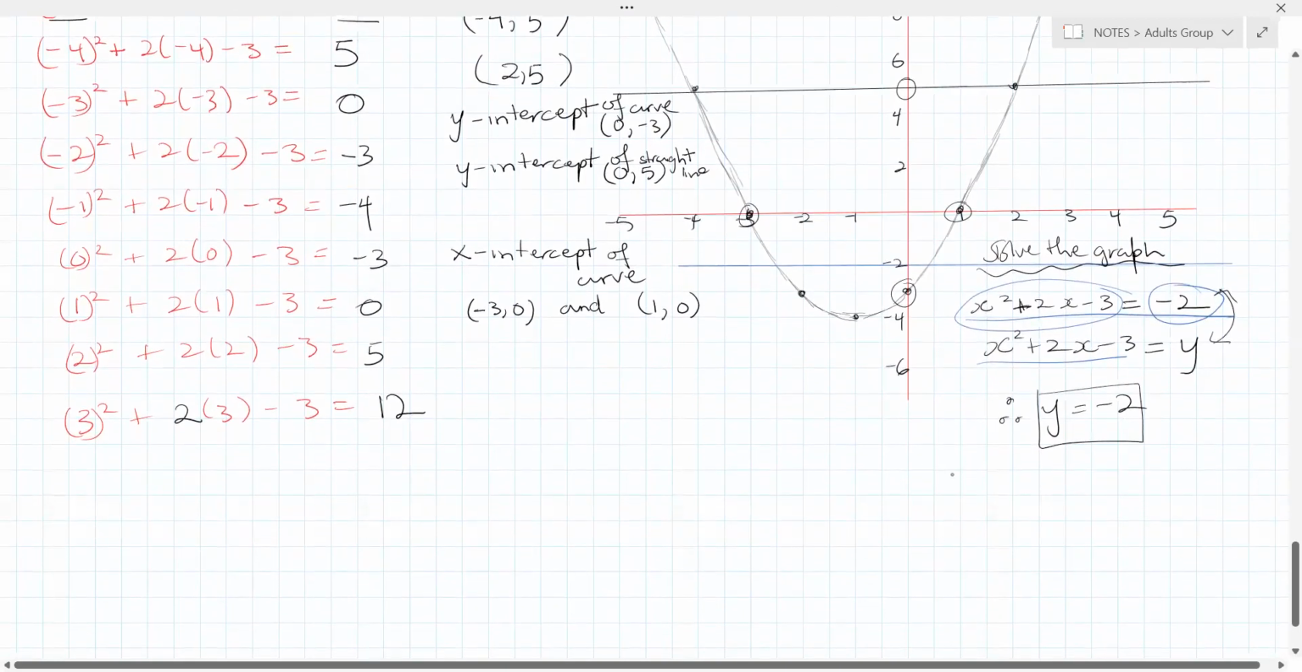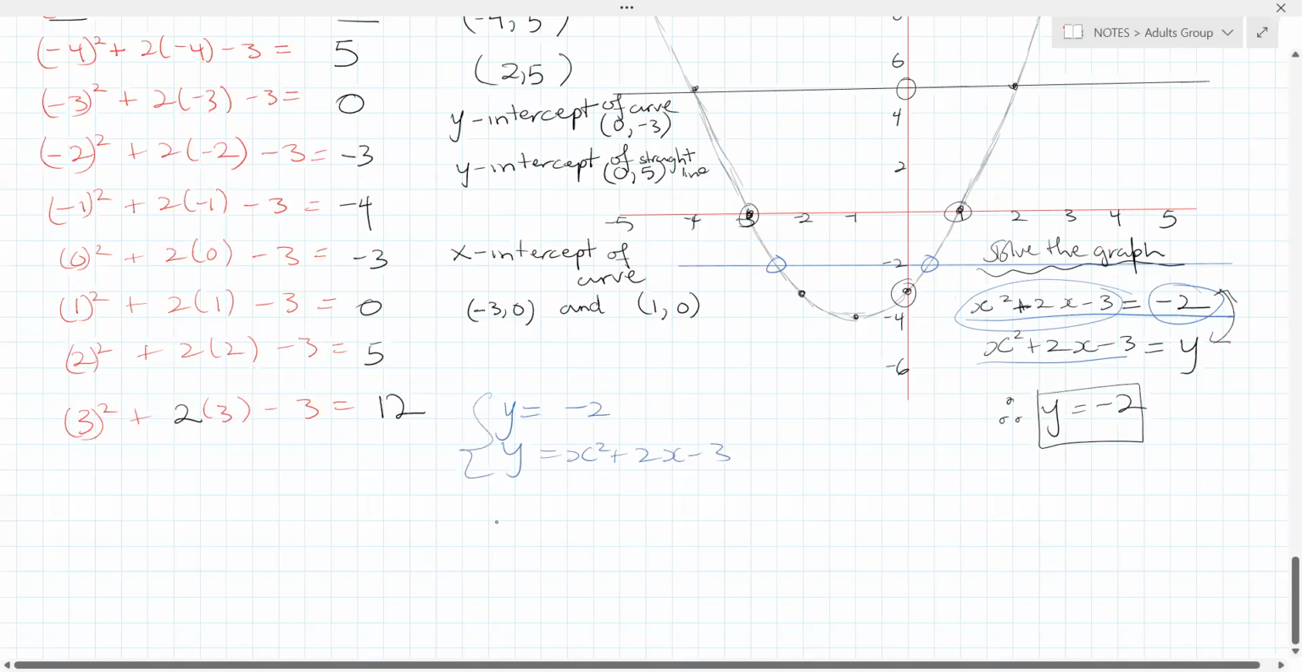What's our answer? Where it crosses the curve, where they intersect. Same thing, I asked in a different way. You're with me? All I asked you to do was find the points of intersection in a different way. I put the two graphs equal to each other. Y is equal to x squared plus 2x minus 3, and y is equal to -2. Both of them are equal to each other.